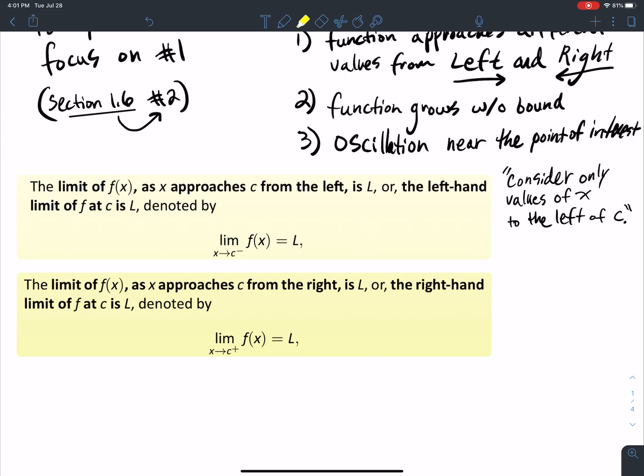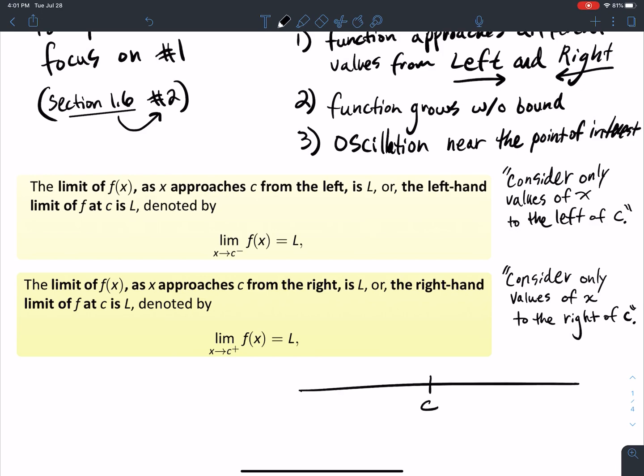The positive side of the number is the right side. So we only consider values of x to the right of c. You're talking about that number line. You got c there. We're only looking at numbers over here on the right side as we approach c on the right. That's the plus c side. Whereas over here, numbers approaching c on the left is the negative c side. Limit from the left.